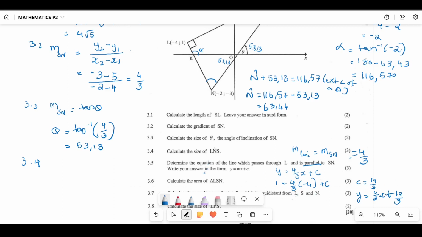Okay. Now 3.6, calculate the area of triangle LSN.